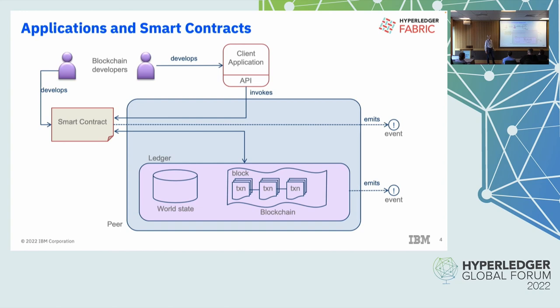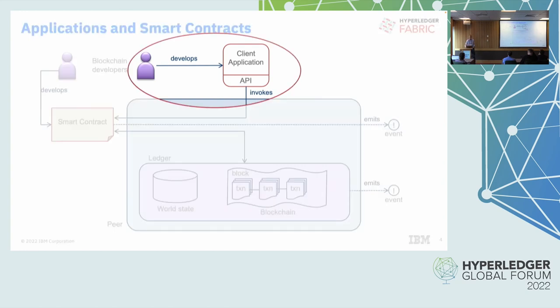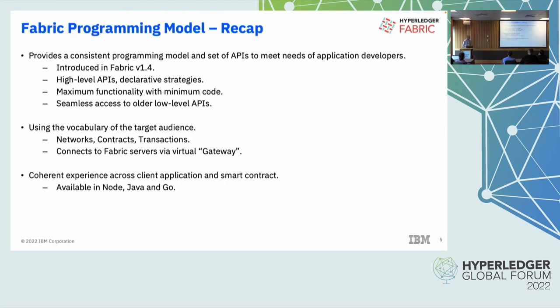And that's very much driven our design of the programming model. So for the purposes of this presentation, we are focusing on the developer of the client application. Many of you raised your hands when you said you're already developing client applications using the new programming model, as we called it back in 1.4 when we first developed it. So we set out to create a set of high-level APIs that expose the more business-type abstractions, the sort of things that the typical client application developer would be doing.